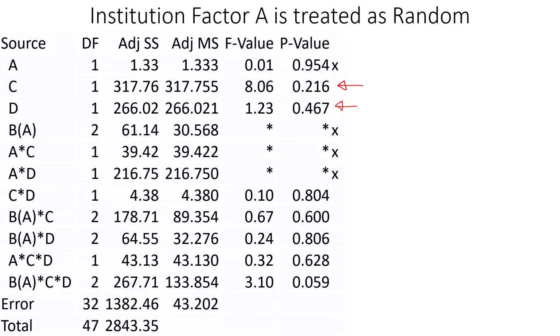Let's see if we can understand this. If you are treating A as fixed, meaning you're only looking at just 2 institutions, there will be less variability in just 2 institutions. However, when A is a random factor, which means you selected 2 institutions from a list of 50 institutions, for example, and now you are trying to generalize the findings across all 50 institutions, you need a little bit more robustness in that generalization.